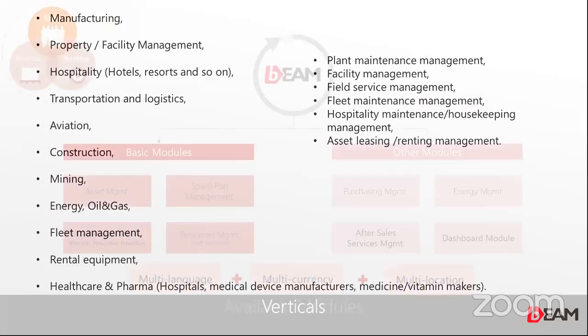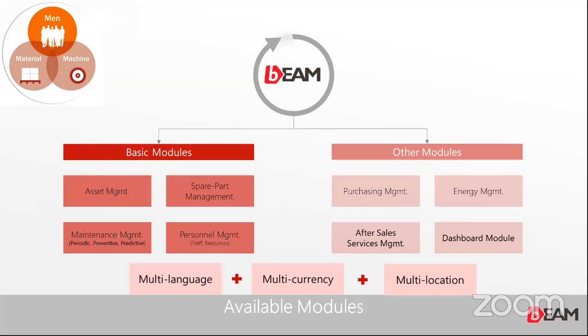Beam has many different modules. My colleague Sam demonstrated earlier. So we have the basic module set, which consists of asset management, maintenance management, spare part management, and personnel, also known as resource management module. If you have these 4 modules, you can run your asset and maintenance management operations digitally. To support the basic module, we have additional modules such as purchasing management, energy management, and service after sales management module. And also we have an executive dashboard to help you manage your KPIs.